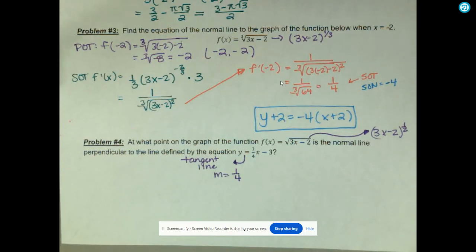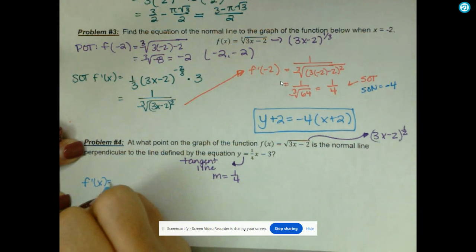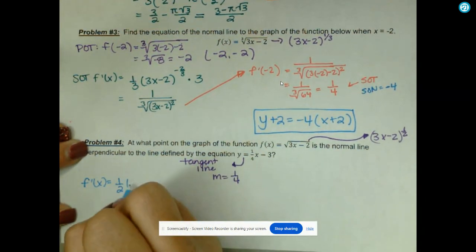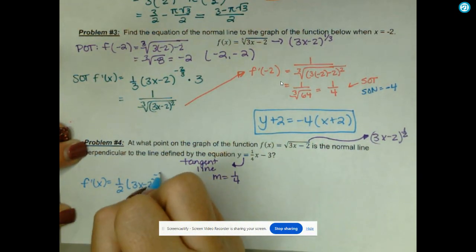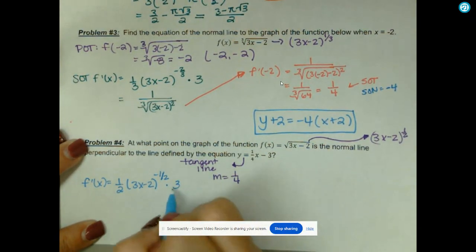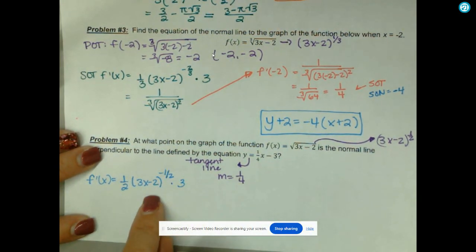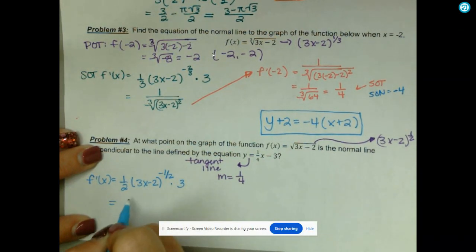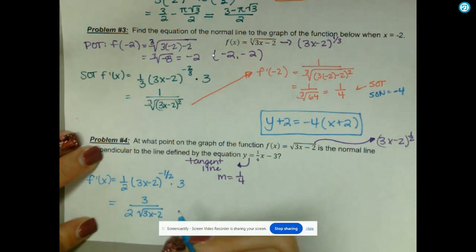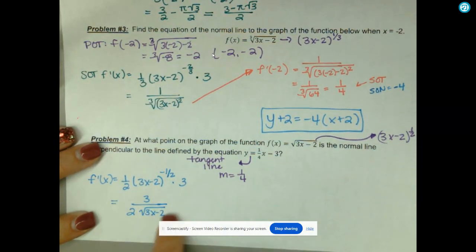Okay, so let's use the chain rule with f of x to find f prime of x. So f prime of x is going to equal, bring the 1/2 in front, (3x minus 2) to the -1/2, right? Times the derivative of the inside, which would be 3. All right, so let's simplify that out. Let's clean it up a little bit. So this is going to go to the bottom with the radical, 3 comes to the top. So it's going to be 3 on the top and then 2 square root of 3x minus 2 on the bottom. All right, so that's our derivative.